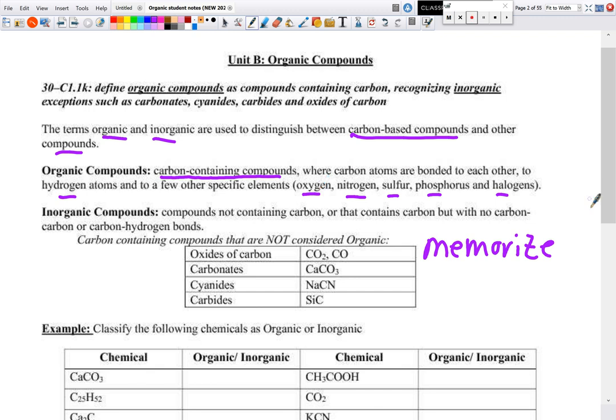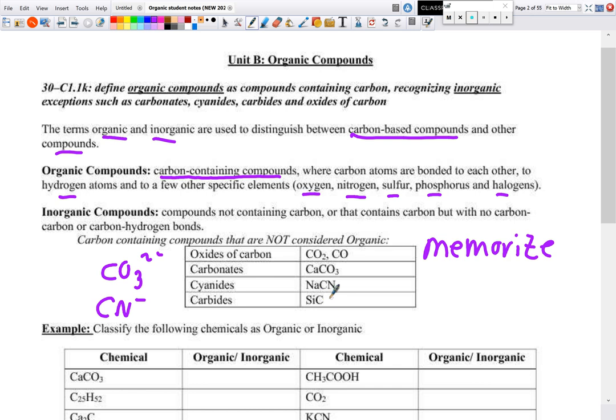Now the other ones are kind of easier to remember because these are all polyatomic ions. For example, carbonates. So carbonate, if you remember, is CO3 2 minus. So you can have anything attached to a carbonate, so sodium, lithium, potassium, doesn't matter. In this case here we have calcium carbonate, so this is not organic, it's inorganic. Same thing here, cyanides, it's a polyatomic ion, CN minus 1. The example is sodium cyanide.